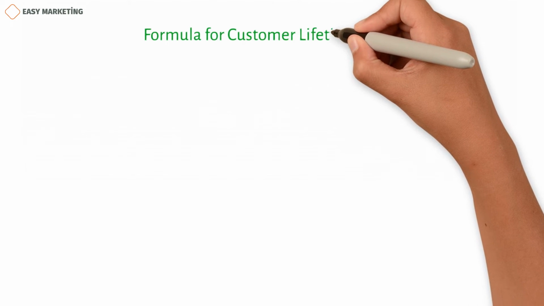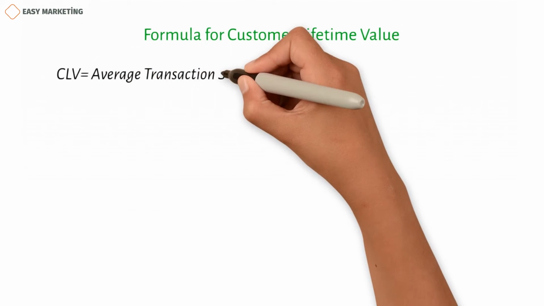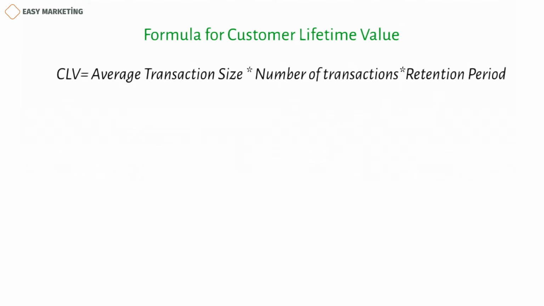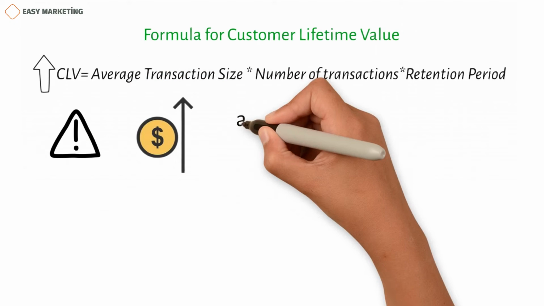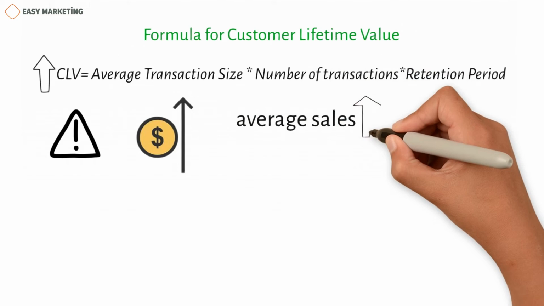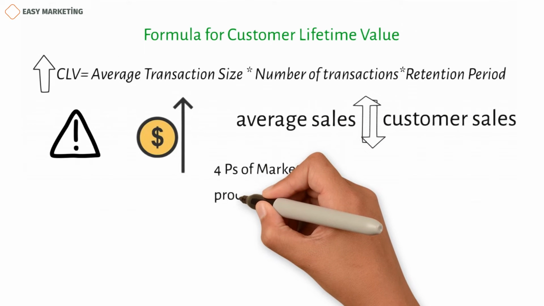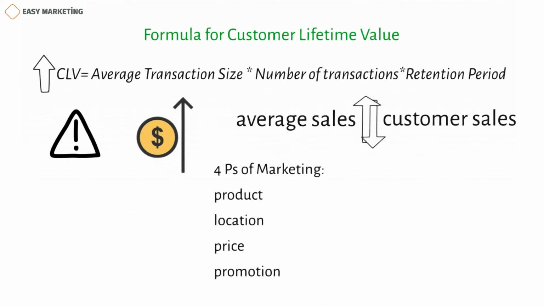Formula for customer lifetime value. Here's how to figure out the client's lifetime value. CLV equals average transaction size times number of transactions times retention period. Each of these inputs can be used as a lever to raise your CLV. Still, any decision your company makes could affect CLV in ways you didn't expect. For example, if you raise your prices, your average sale may be bigger, but customers may buy less or look for less expensive alternatives. The 4 P's of marketing, which are product, location, price, and promotion, are well known to experienced marketers who have a good idea of how marketing actions affect customer lifetime value.